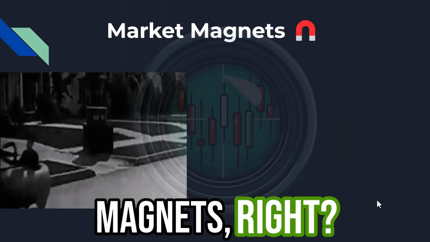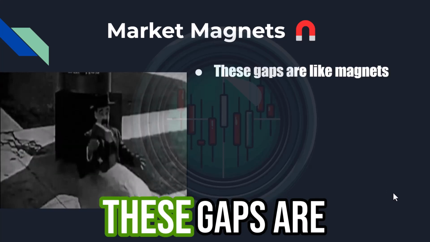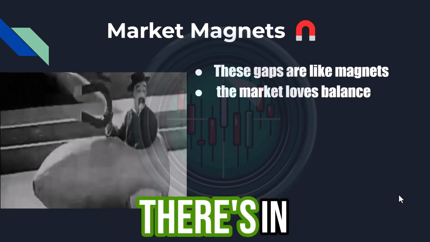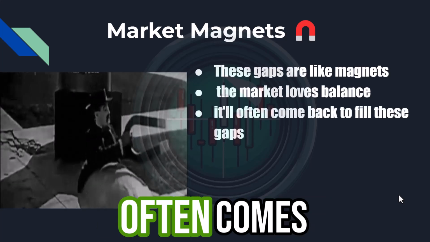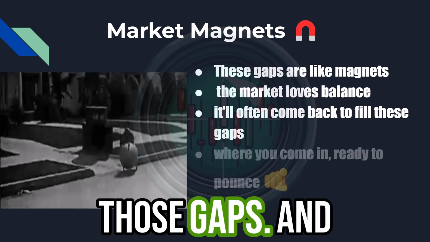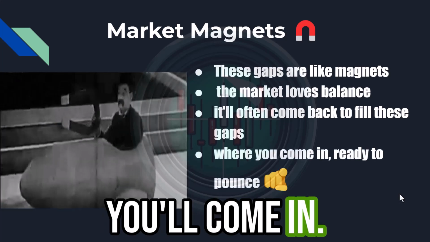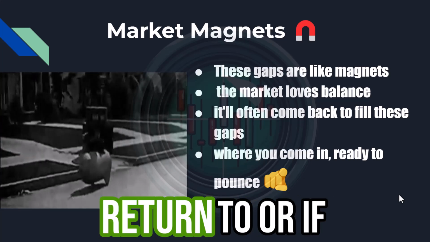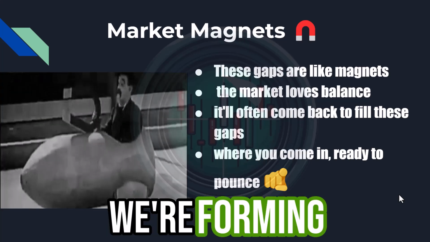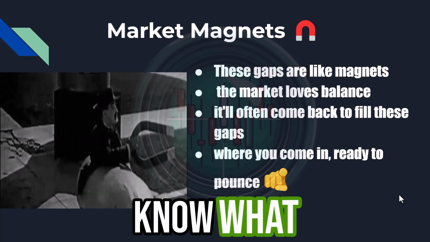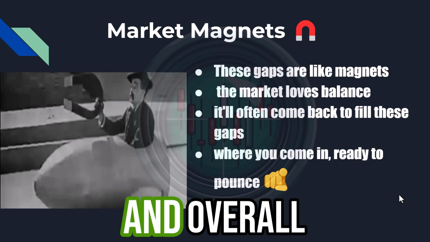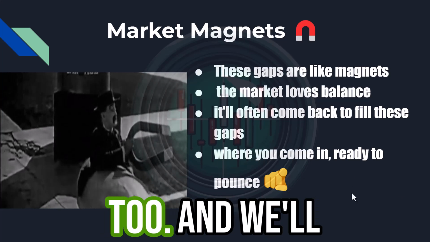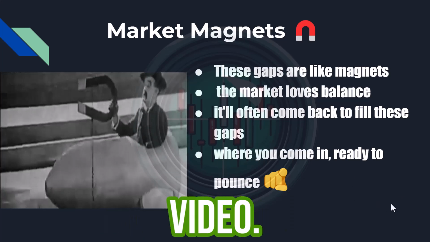We think about magnets, right? When we think about fair value gaps, these gaps are just like that. The market loves balance. And when there's imbalance, it often comes back to fill those gaps. And that's where you'll come in. You'll be ready to pounce on that knowledge, knowing where exactly the market will return to. Or if we're forming biases and wanting to know what overall bias and overall direction the market is flowing in, we can use fair value gaps to help us do this too. And we'll get into that further in the video.